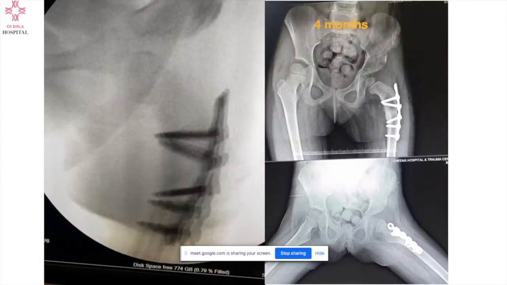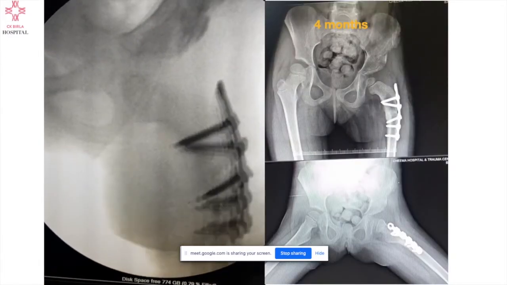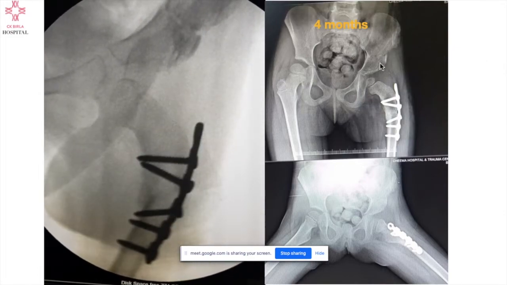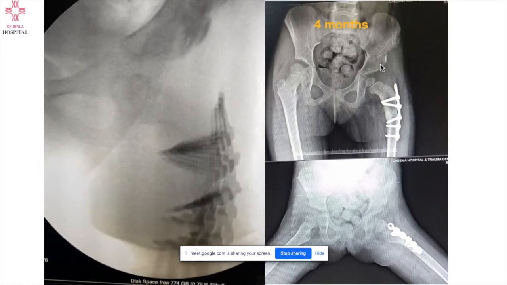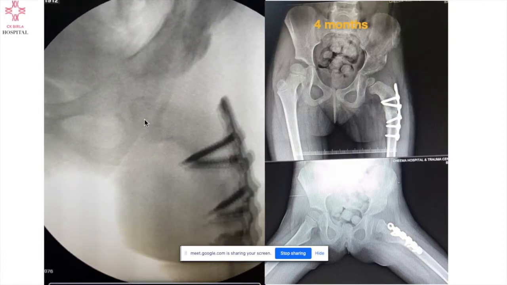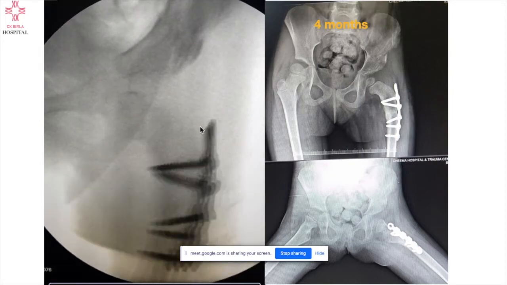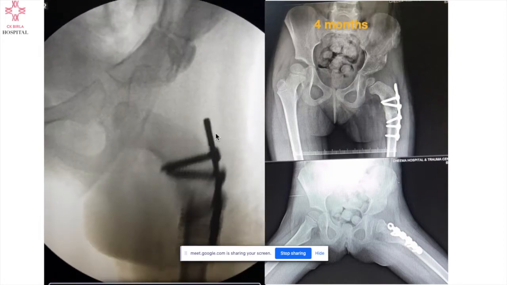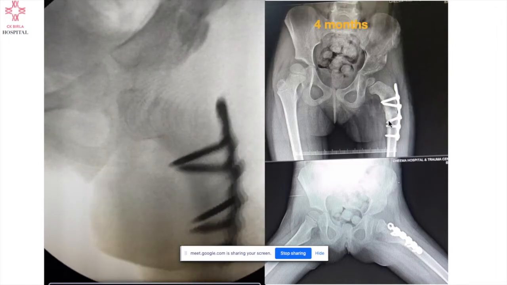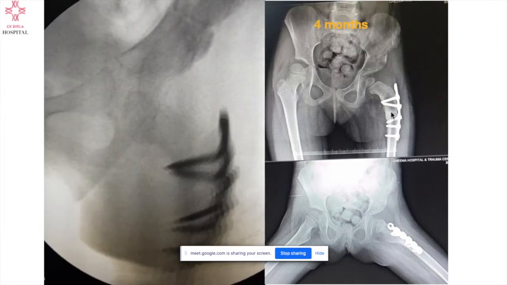So what we did here was to contain the hip. Of course, we did an open reduction and a Salter's osteotomy because the child was only 6 years of age, and we could contain the hip. This is 4 months after surgery, after plaster removal, and the hip is now stable. The femur osteotomy has united.